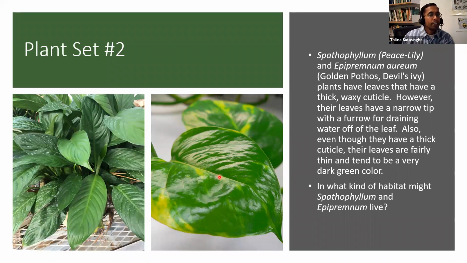Also, even though they have a thick cuticle, their leaves are fairly thin, right? And very flexible and tend to be pretty dark green in color. You can see in this particular diagram, don't get fooled by the yellowness. The yellowness is because some of those plants, when we use them for horticulture, we hybridize them with other plants to make the leaf blade prettier. Naturally, they are very dark green.